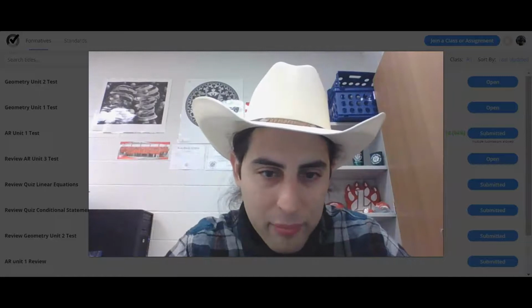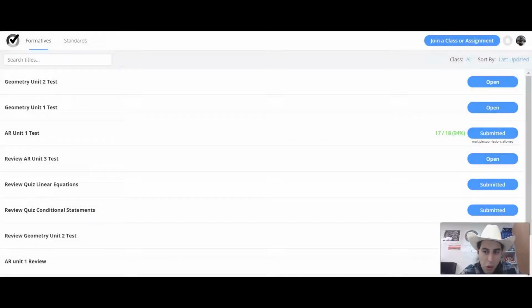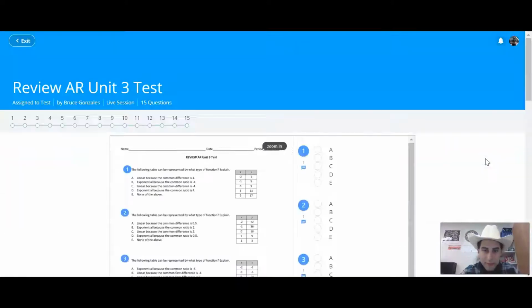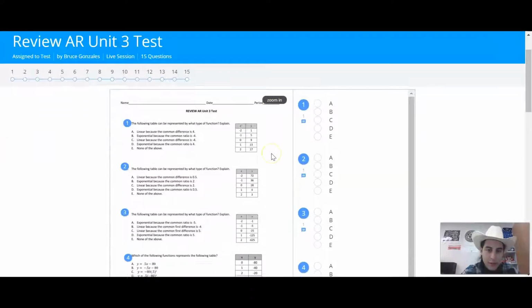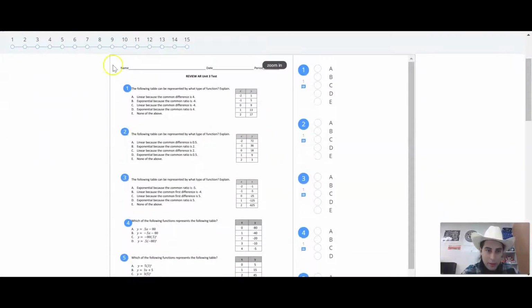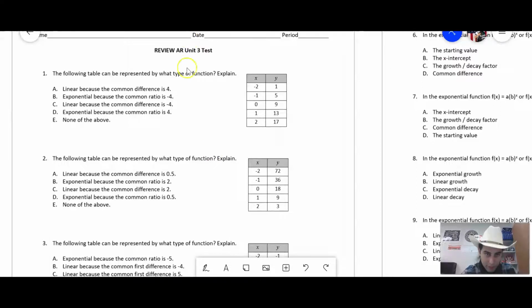So, anyways, on Go Formative, you should have been assigned the Review AR Unit 3 test. Open that up. Cool. So it's 15 questions, and guess what? Your test on Friday is also going to be 15 questions, and it's going to be very similar to this. Now, I got that open over here. That way I can write on it and go from there. So let's talk about this.